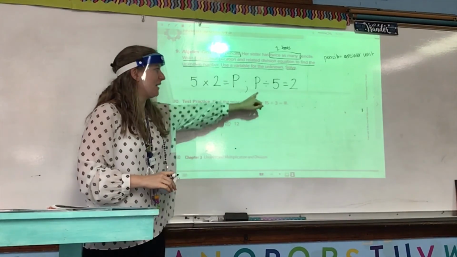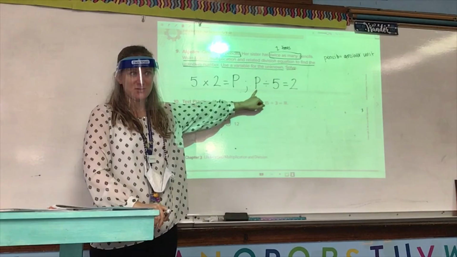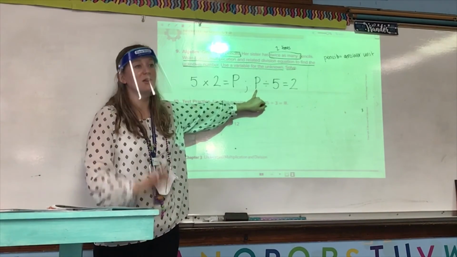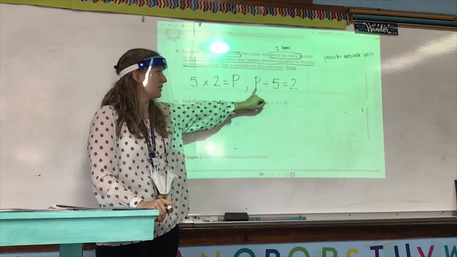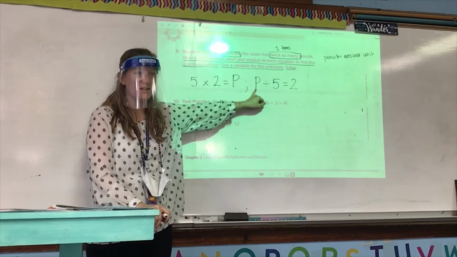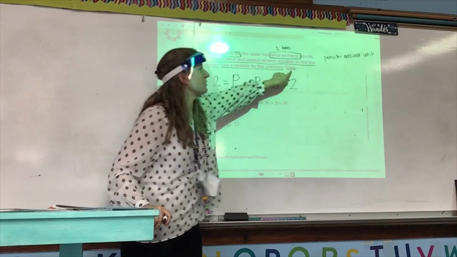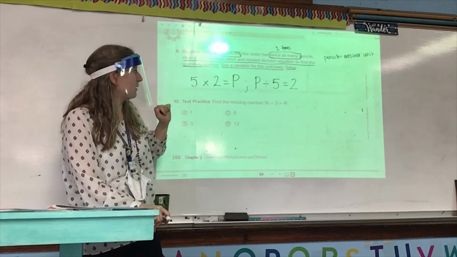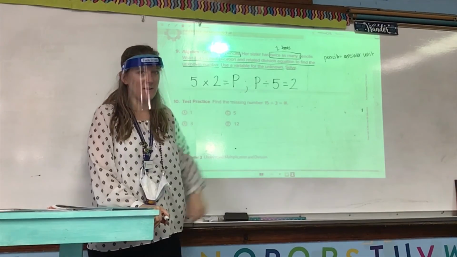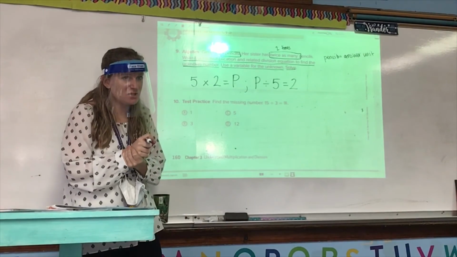If you do not have the variable in this place, you're going to lose half a point. You won't lose a whole point as long as you have the actual number that goes here, but you will lose half because you weren't supposed to solve until after you did the related multiplication and division fact with the variable. So now all we need to do is solve, right?